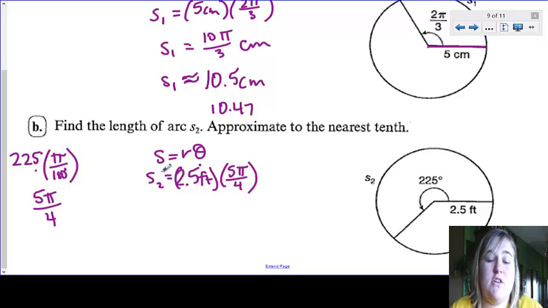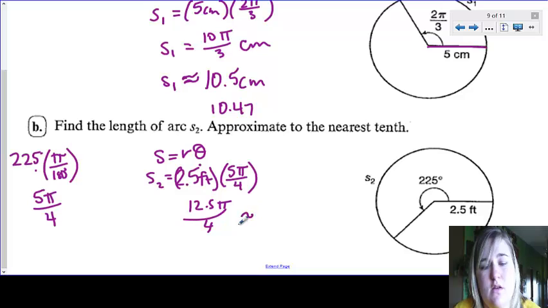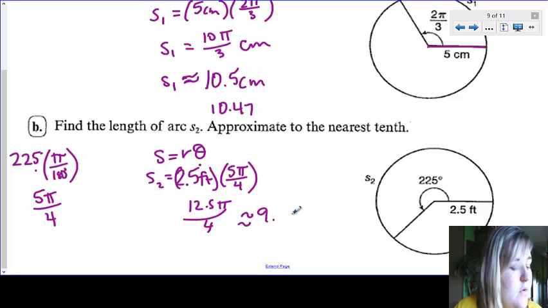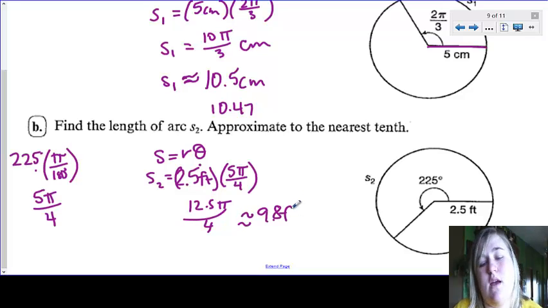And then all I have to do again is multiply and approximate. So when I multiply, I have 2.5 times 5, which gives me 12.5 pi over 4. So I'm going to take 12.5 times pi and divide it by 4, which gives me approximately 9.8. And we're going to say that's in feet.